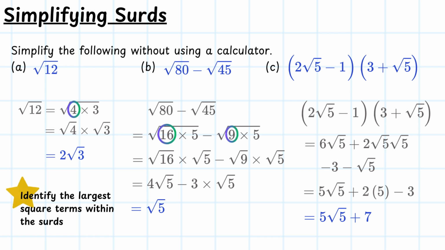The most important strategy when simplifying surds is to identify the largest square factor inside the radical and factor it out. If you can't spot a large square immediately, start with smaller ones like 4, 9, or 16, and repeat the process until no more square factors remain inside the radical.